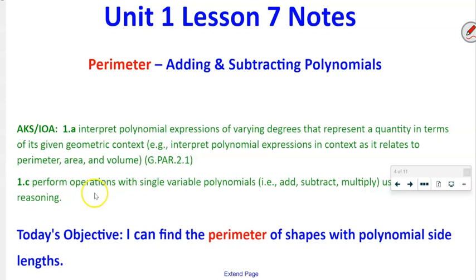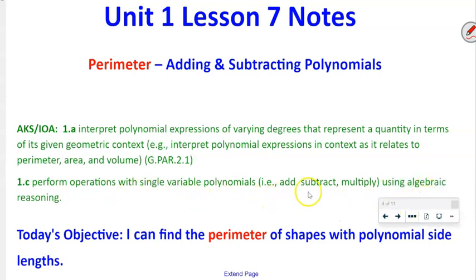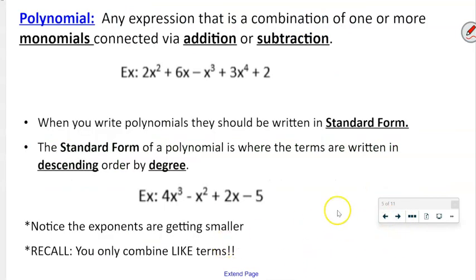volume. So perform operations with single variable polynomials: add, subtract, multiply. Okay, that's what we're doing. So today's objective is I can find perimeter of shapes with polynomial side lengths. So I'll move this down here so it's out of the way.